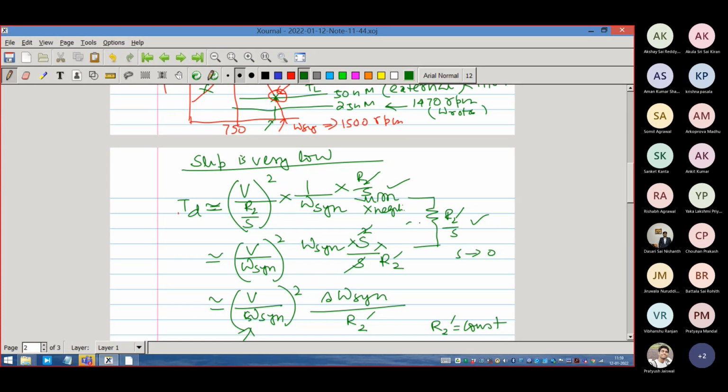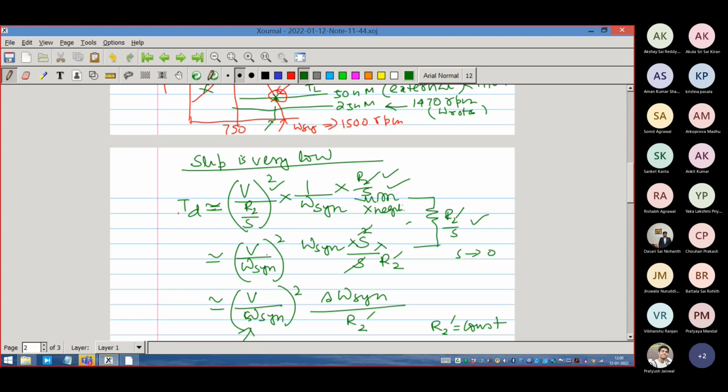Torque, we have seen, is power divided by omega sin. Power is I square R. This is I, V by R2 dash by S is I. So I square into R, that is power. Divided by omega sin. Then I am doing some manipulation.